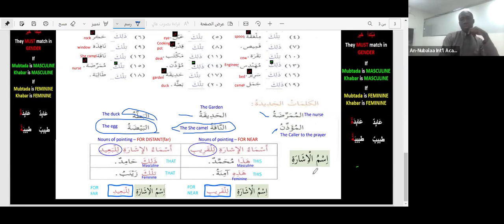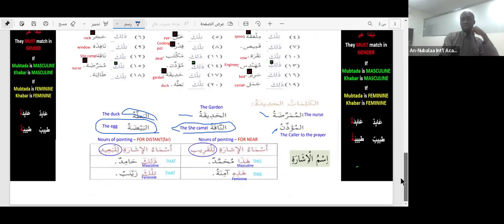So we have ismul ishara, nouns of pointing. We call asmaul ishara lil qarib, for something close. So we have hadha Muhammadun, masculine. Hadhihi Amina, feminine. Lil ba'id, far. Ba'id is what? Something far. We have dhalika Hamidun, that is Hamid. Tilka Zainab, that is Zainab. So we have ismul ishara lil qarib, for near, and ismul ishara lil ba'id, for far. This is where we are stopping today, inshallah ta'ala.